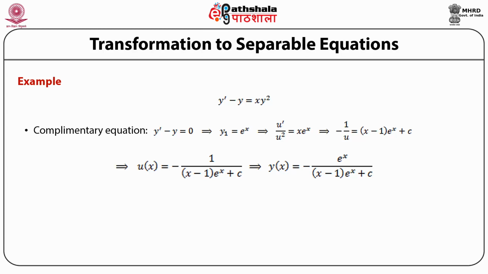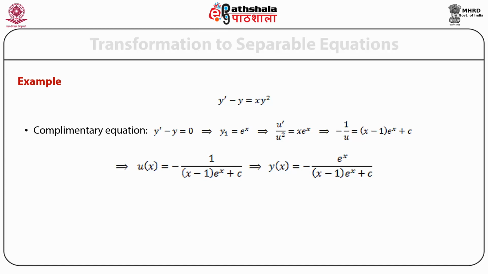Therefore, u of x is equal to minus of 1 divided by x minus 1 into e raised to power x plus c. Or I can say y of x will be equal to minus of e raised to power x divided by x minus 1 e raised to power x plus c. This is the required solution.